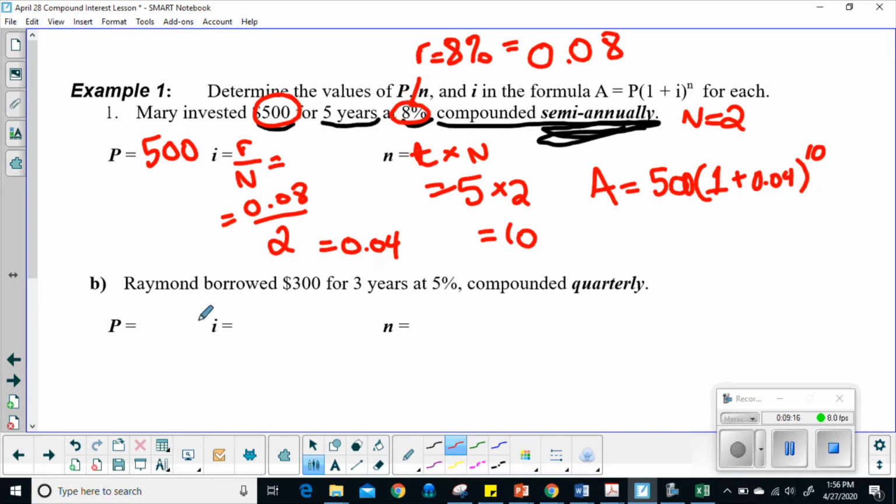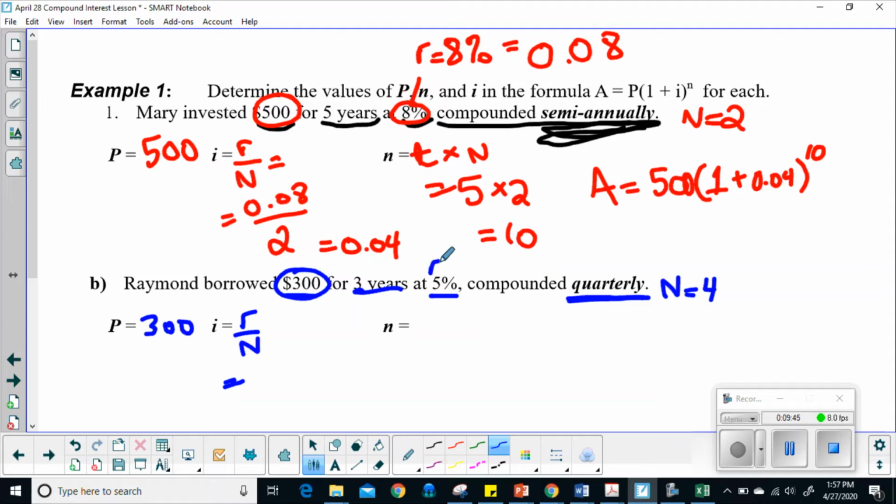Okay, let's look at this one. So Raymond's going to borrow $300 for 3 years at 5% compounded quarterly. So remember, quarterly happens 4 times a year. Let's go back to the start. We're going to borrow 300, so that's my principal. My I is my interest rate as a decimal divided by how often it happens in a year. So 5% is the same thing as 0.05, right? Divide by 100. So you get 0.05 divided by quarterly, which is 4 times a year.